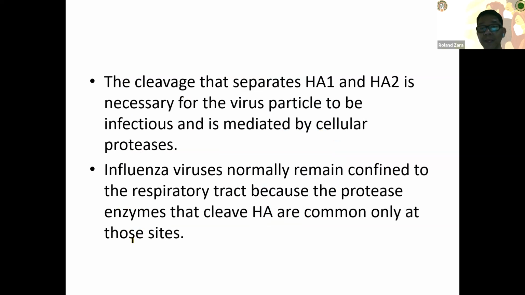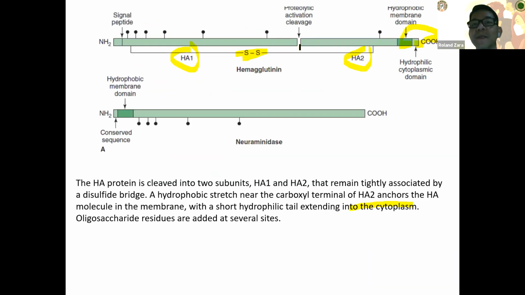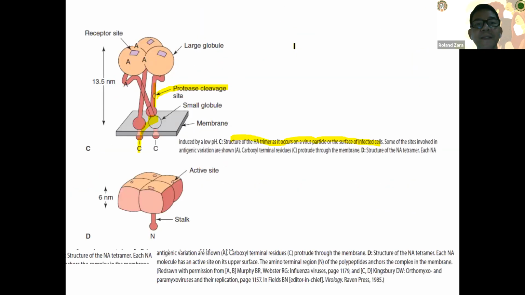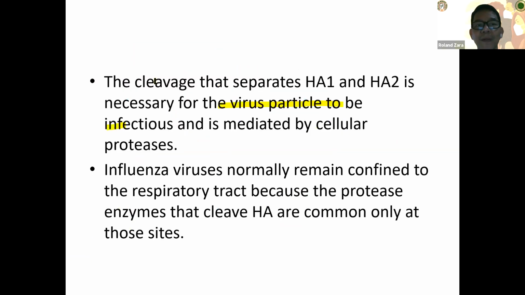Okay, so as I've said, there is a cleavage between the H1 and the H2. This cleavage is necessary for the virus to be infectious, and it's mediated by the cellular protease. So this one is the cleavage, the proteolytic activation by the enzyme protease. Once there is cleavage, it makes the virus more infectious, and this is mediated by your enzyme proteases.